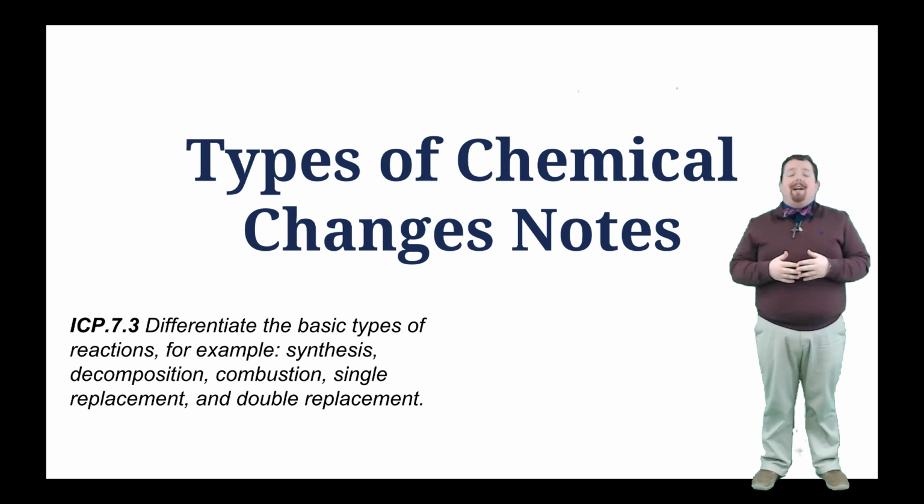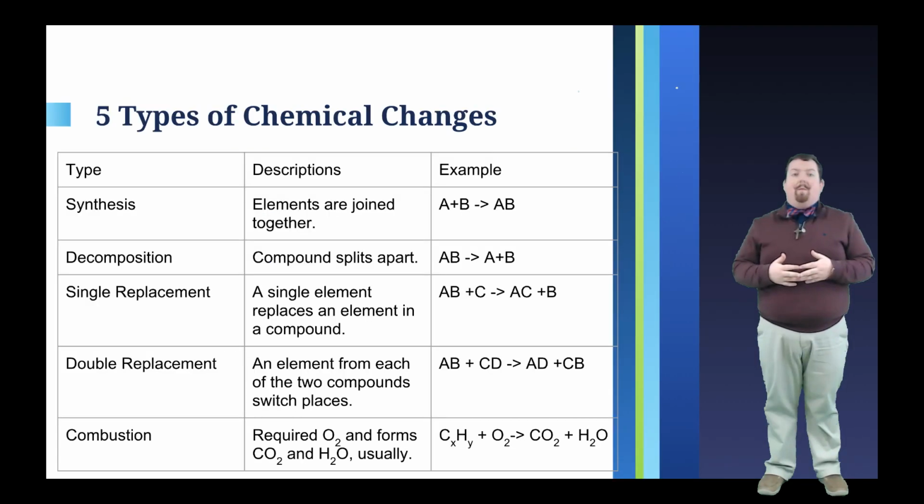Today we're going to be talking about the 5 types of chemical reactions. We differentiate the different types of chemical reactions based on how those atoms rearrange themselves, what we start with, and what we end up with. Copy down this handy chart to my right in your notebook so that you can refer to it later.